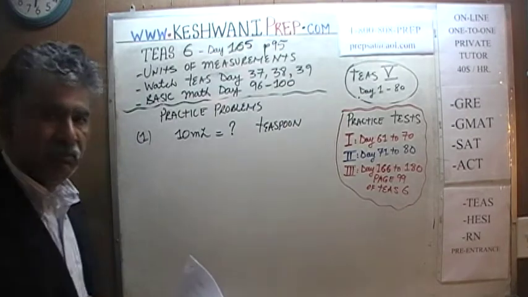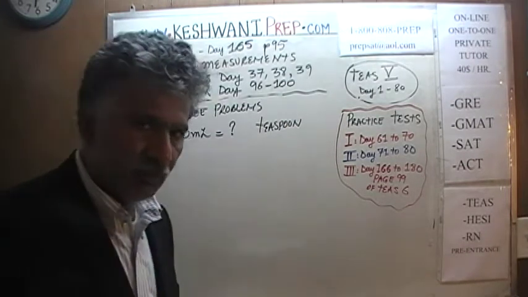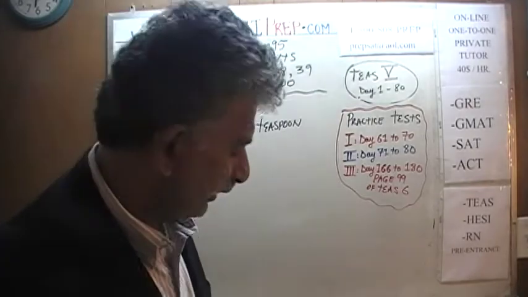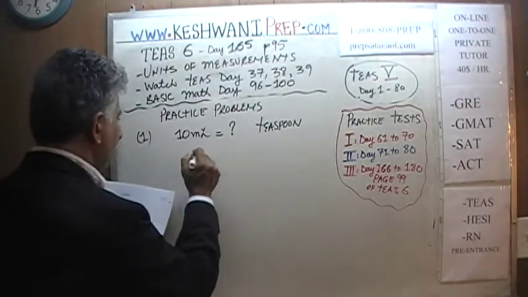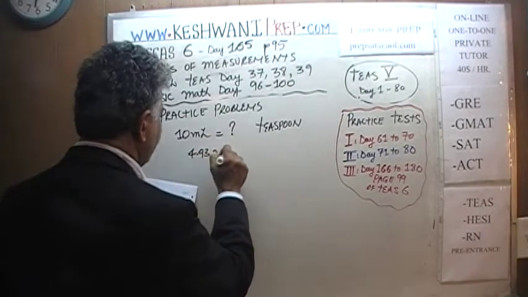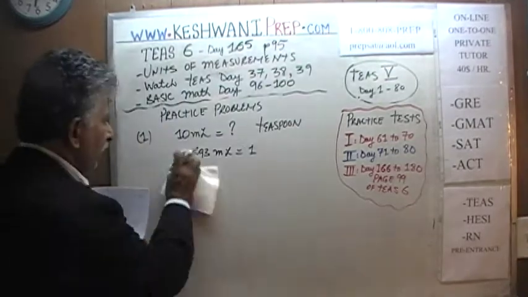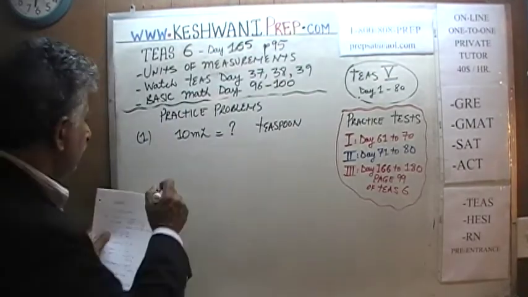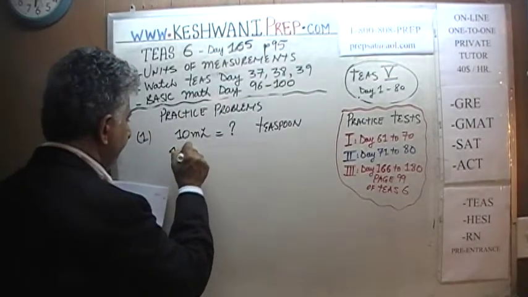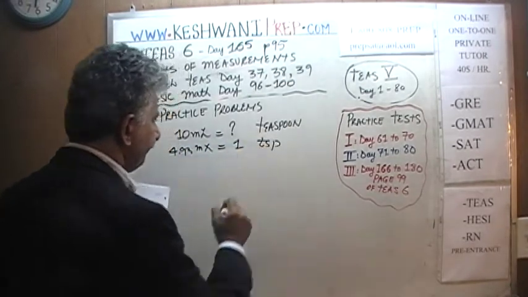Now the next thing that we're going to put on the blackboard is something that we have to know, some conversion factors we must memorize. This is the conversion factor. We have to know that 4.93 milliliters make, we line everything up, I don't like it when things don't line up, 4.93 milliliters make 1 teaspoon.